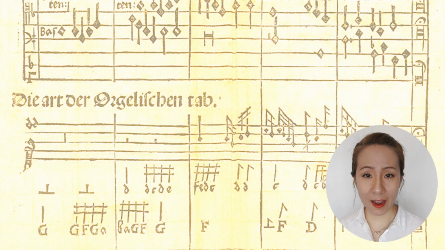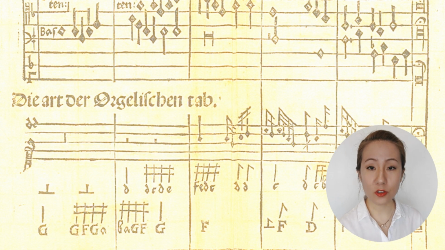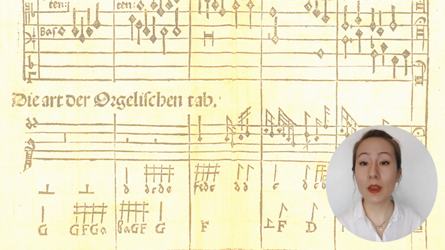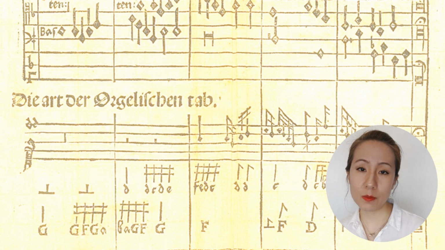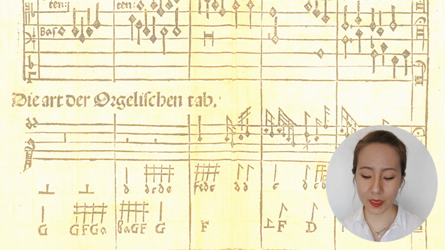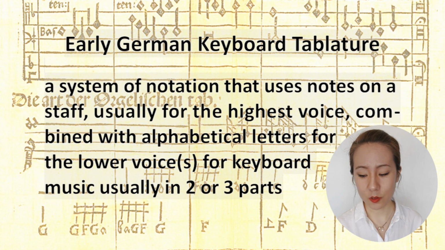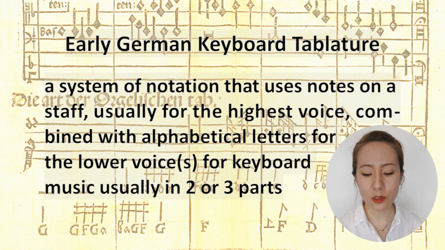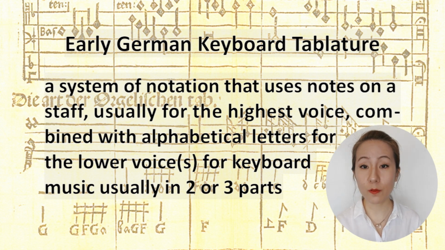Now, we can take a moment to define early German keyboard tablatures. It was, as I said, one of the most representative forms of keyboard notation from the 15th century. Early German tablature is a system of notation that uses notes on a staff, usually for the highest voice, combined with alphabetical letters for the lower voices, for keyboard music usually in 2 or 3 parts.